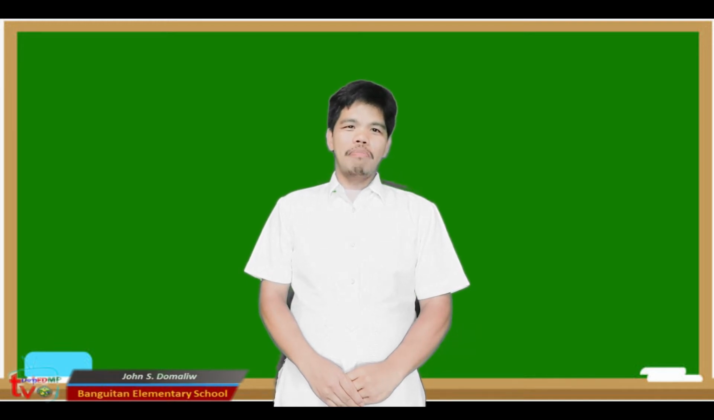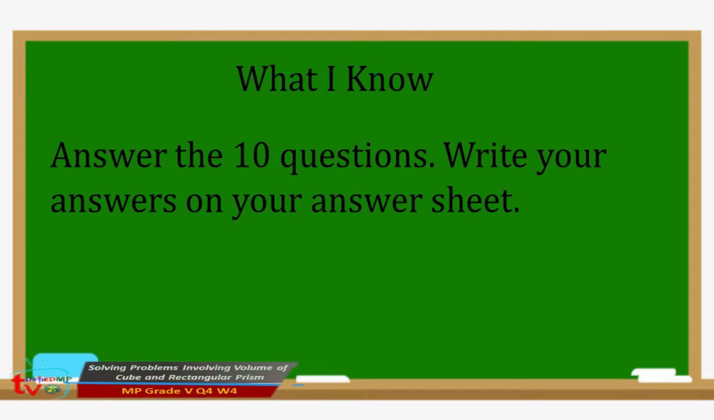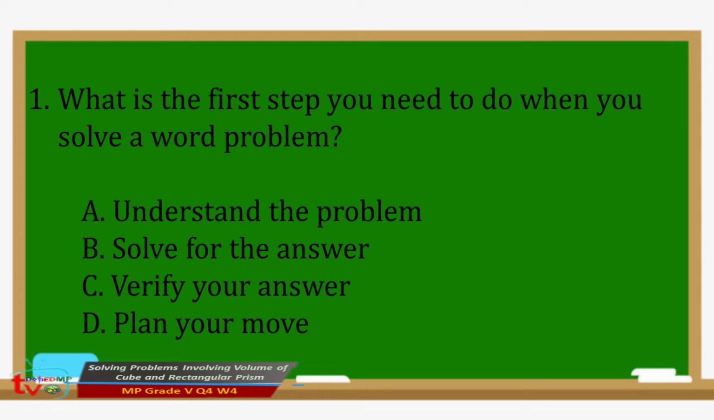Turn your module on page 4 and 5 and do the exercises written on those pages. I will give you 30 seconds to answer that. Your time starts now. So there are 10 questions that you are going to answer on this part. Each item has 4 choices and you are going to select the letter of your answer and write them on your answer sheet. Right, so for question number 1, what is the first step you need to do when you solve a word problem?